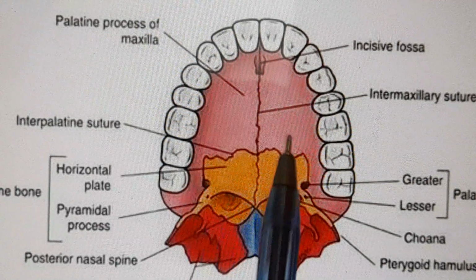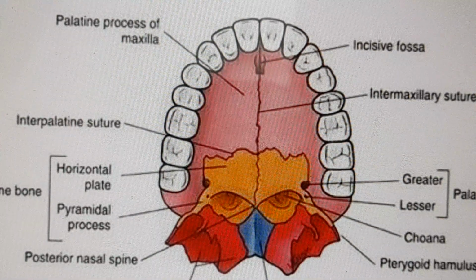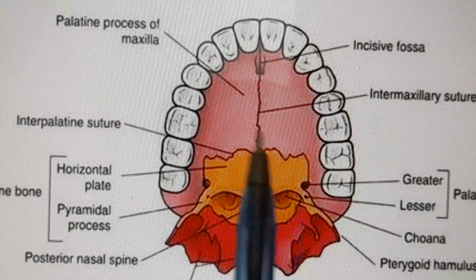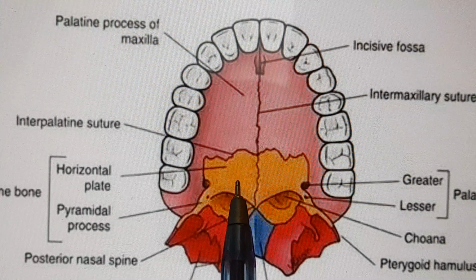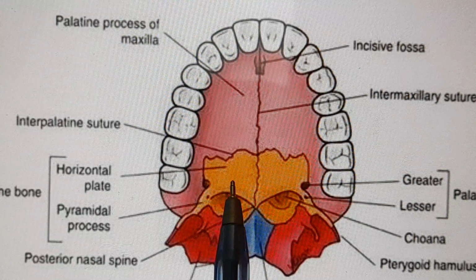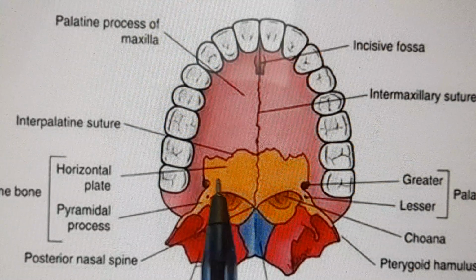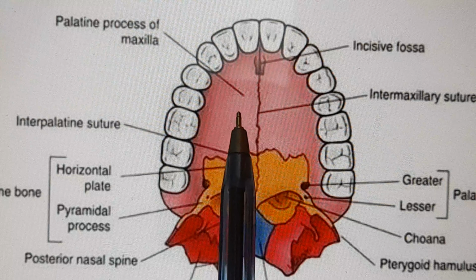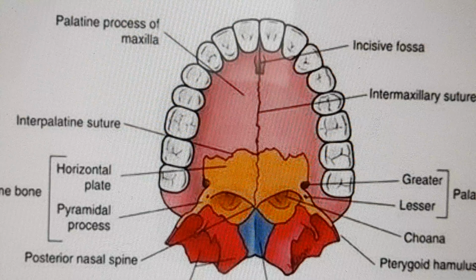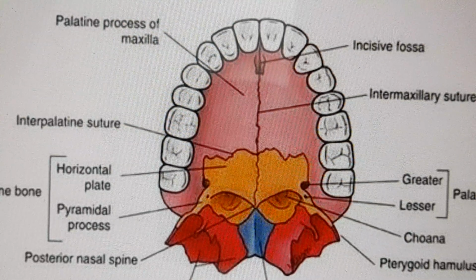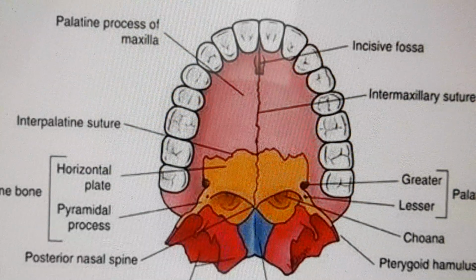If you look at this diagram, this is the inferior portion of your norma basalis, and in this you can see the palatine process of maxilla as well as the horizontal plate of palatine bone. The one in pink and the one in orange, both of them are going to form the inferior portion, or floor, of the external nose. Again, palatine process of maxilla and horizontal plate of the palatine bone.